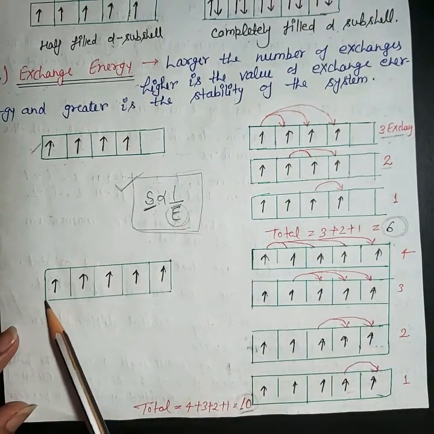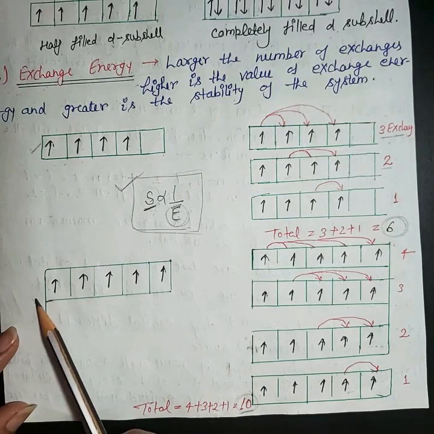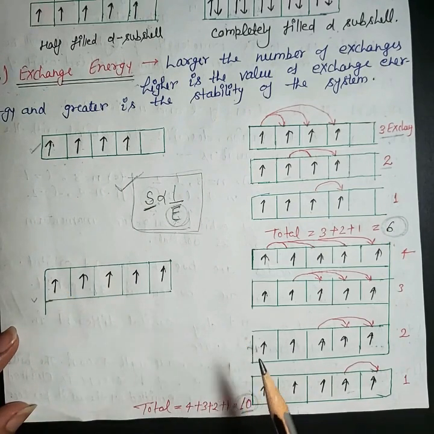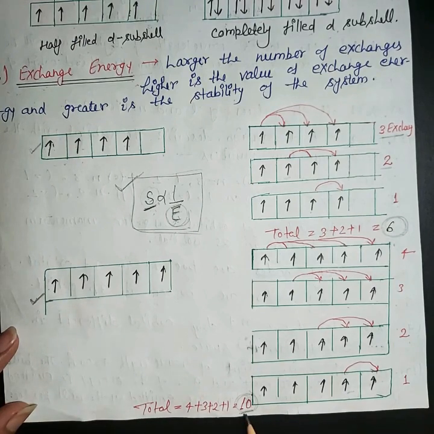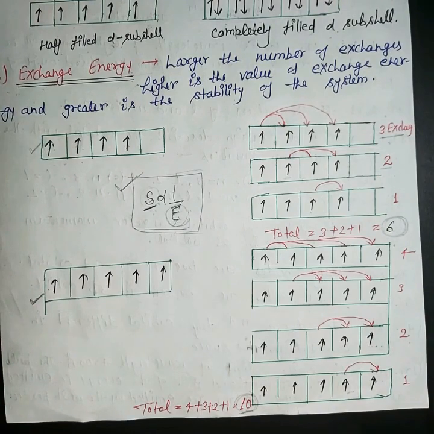That's why chromium and copper show this exceptional configuration, because half filled or fully filled orbitals show more exchanges than any other type of configuration. So these are the 2 reasons behind the more stability of fully filled and half filled orbitals.